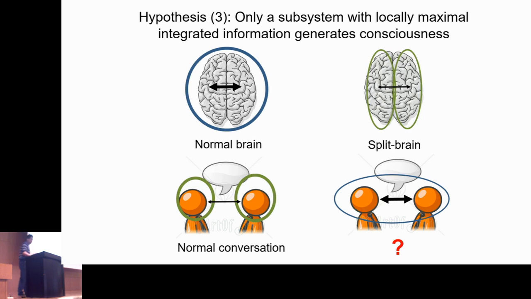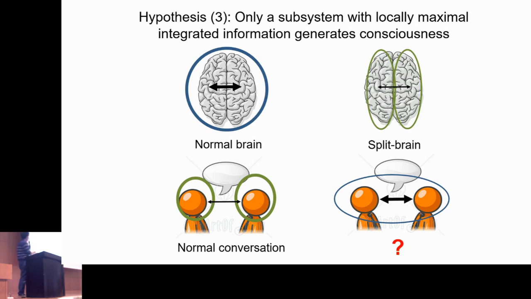So, as I said, in the normal brain, if IIT is right, the whole brain can generate much higher phi than the left or right brain. But in split brain cases, the relationship is opposite. The left brain and right brain can generate more phi than the whole brain.